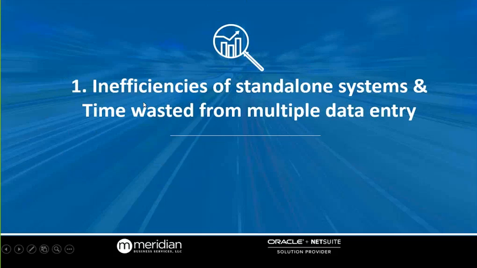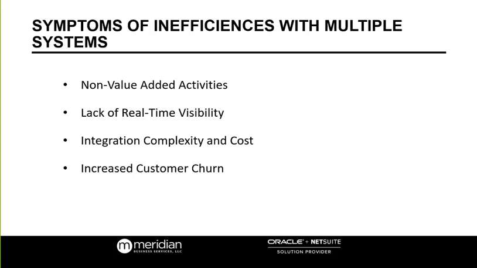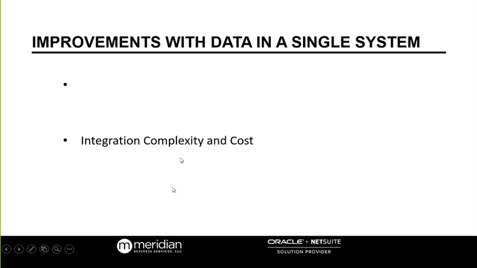Start with the first one, though. I mentioned the inefficiencies of a standalone system and the time wasted from multiple data entry. So the symptoms that we see of those inefficiencies are non-value-added activities, having to rekey that data and utilizing employee resources to rekey data, where they could actually be analyzing the data or making the next sale. We talked about the lack of real-time visibility, so being able to see the visibility throughout the whole organizational structure, and the cost and complexity of integrations and increased customer churn as a result of those multiple systems.